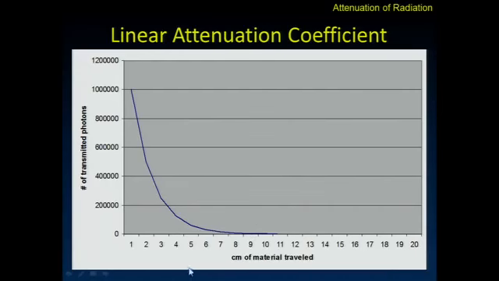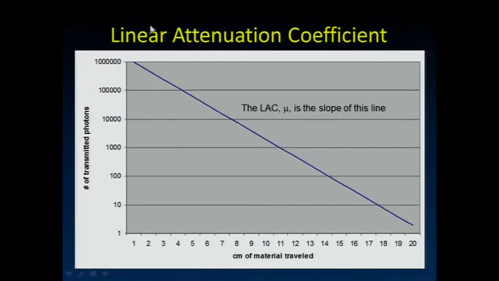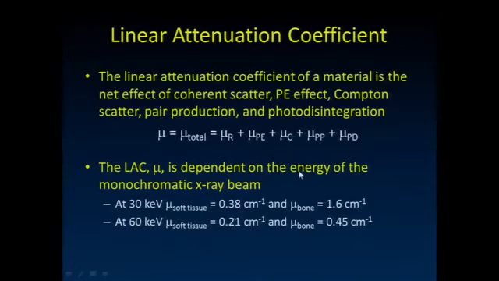And if you just plotted that on a semi-log plot, the slope of that line right there is the linear attenuation coefficient that we're talking about, the rate at which we remove those things from the beam. Now, that linear attenuation coefficient really is the sum of the behavior of those 5 different things that we talked about. What's the linear attenuation coefficient due to Rayleigh scatter? What's the linear attenuation due to the photoelectric effect, to Compton, to pair production, to photodisintegration?